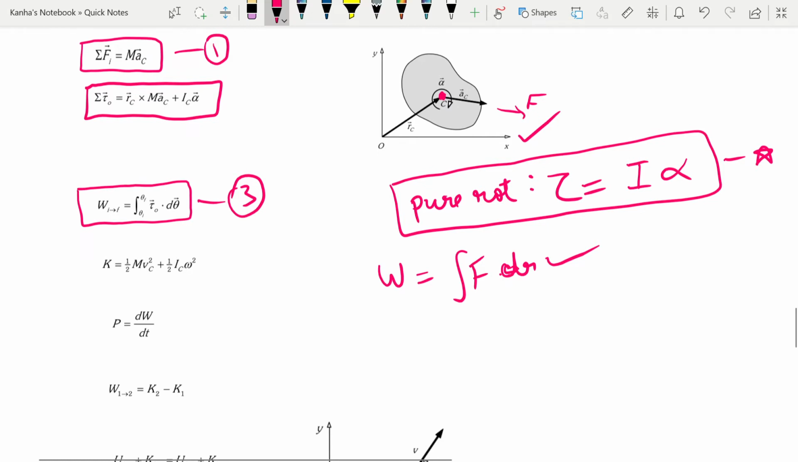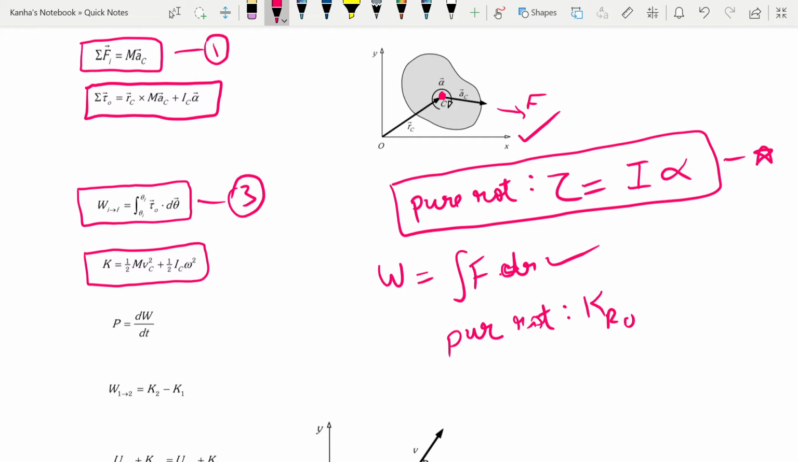Next is the question for the kinetic energy of a system. If a system is both moving and rotating, then the kinetic energy is given by half m v square plus half I omega square. Note that all these are being given about the axis passing through the center of mass, or the centroid of the system. So for a pure rotation case, the rotational kinetic energy K_rot is nothing but half I_C omega square.